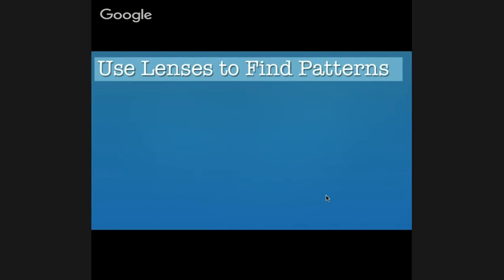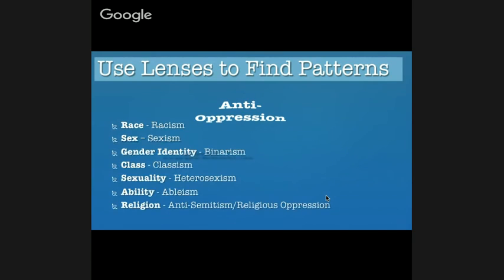Moving on to the next step, which is outlined again by Chris and Kate, which is to use lenses to find patterns. Now, these patterns are going to vary, but when students are reading through an anti-oppression lens, you have to remember that they need to focus on the issues of equity in regards to race, sex, gender identity, class, sexuality, ability, and religion, and there's more. And also the intersections of these.